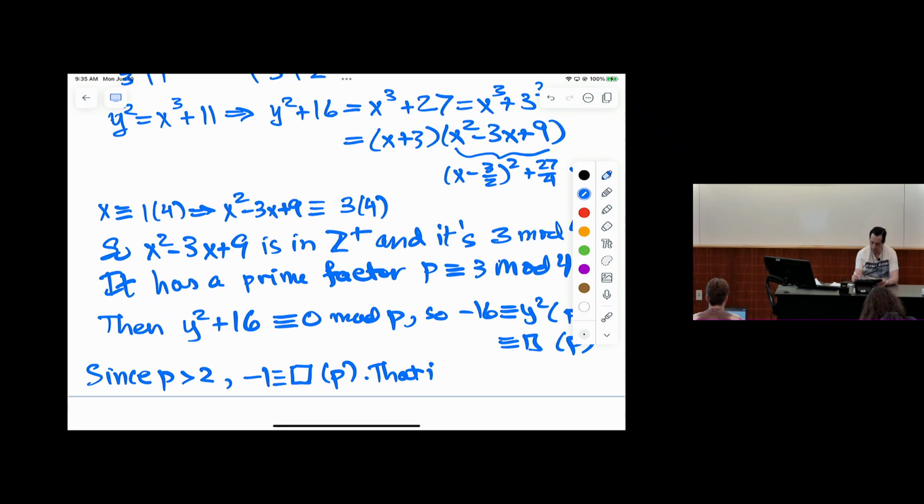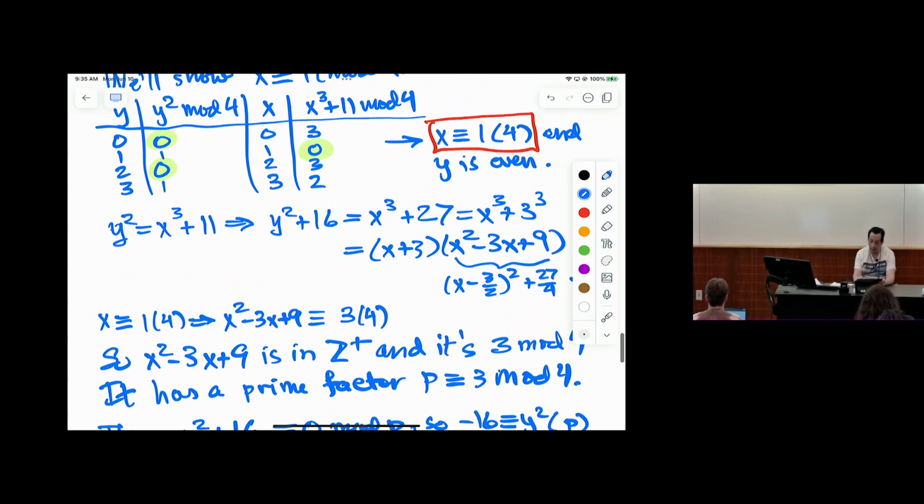So that implies, this thing is really getting on my nerves. That implies that p is 1 mod 4. Nope. Contradiction. p was 3 mod 4, now it's 1 mod 4. So that's a contradiction, and therefore our proof is over. There are infinitely many... people.